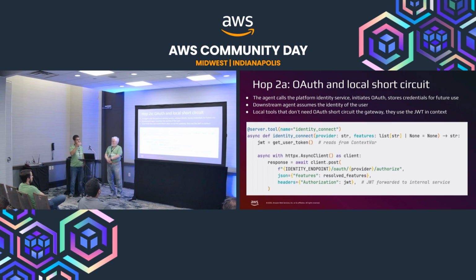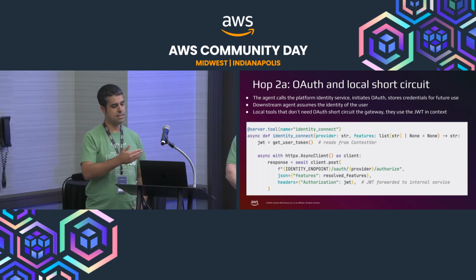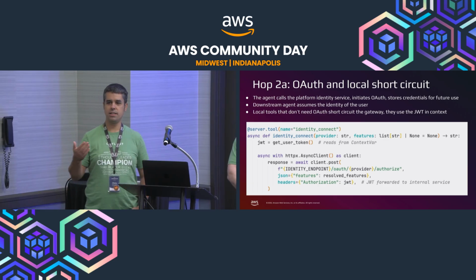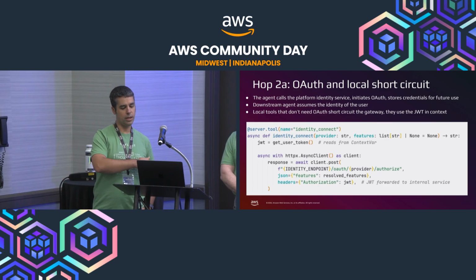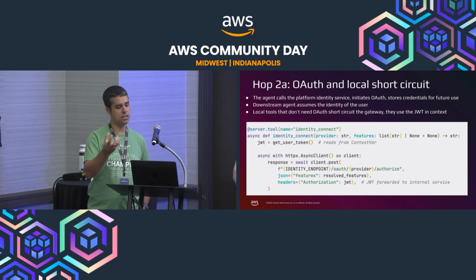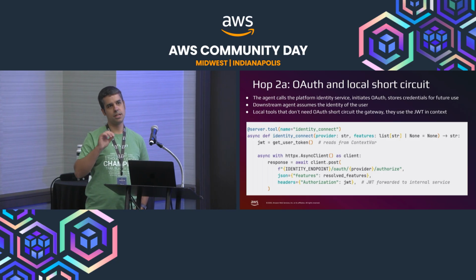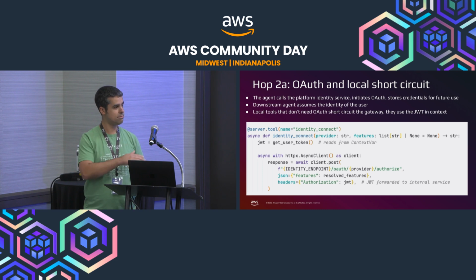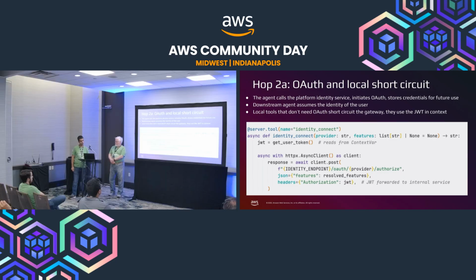Next, the agent can call a platform identity service. It can initiate OAuth. In this case, we're calling an external identity service that will populate the JWT with any other scopes or any other matter that needs to be put into the token, and forwards it along the next hop.